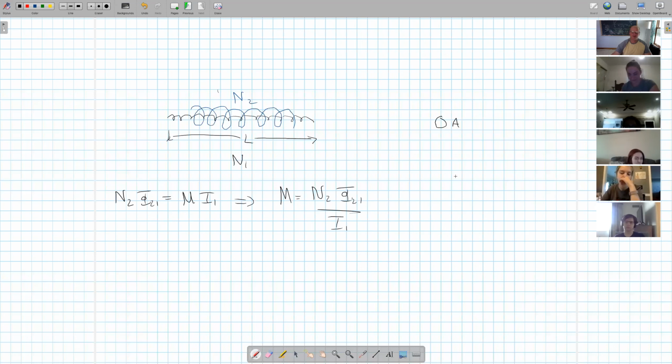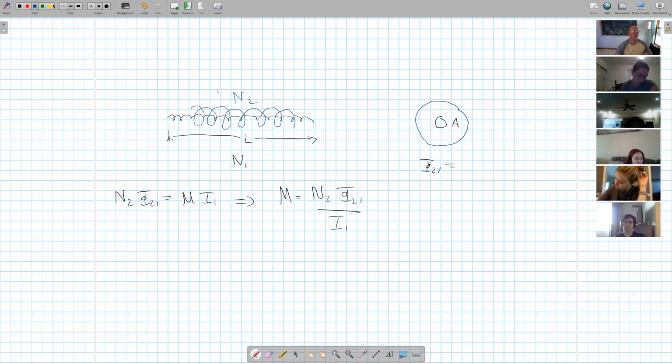So now we just have to calculate the flux through the second by the first. So this is then going to be equal to what? So let's look at what's happening. So here is our small coil. Here's our large coil around the outside of it.